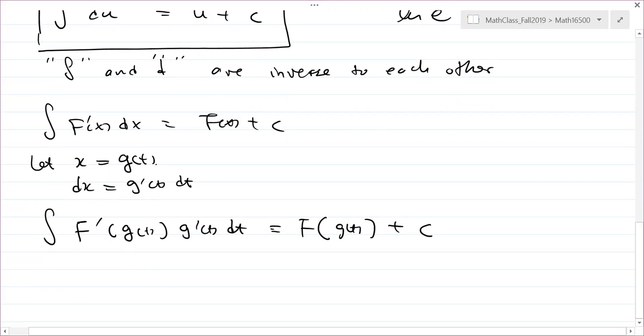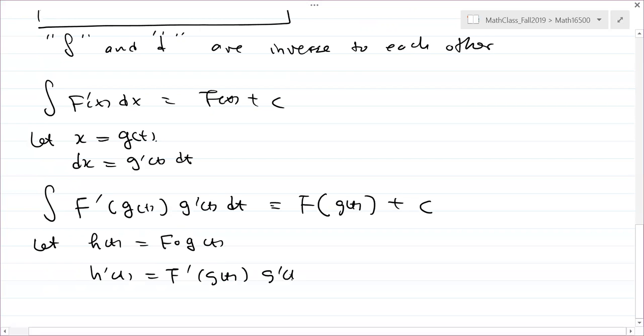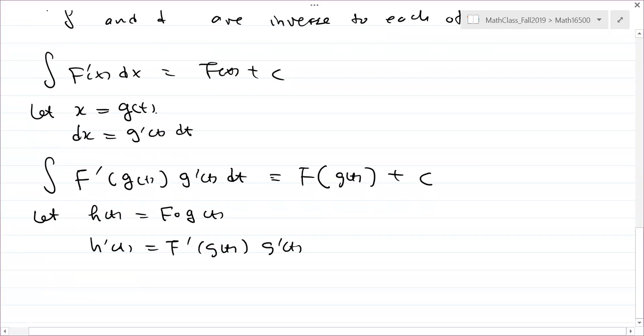Right. If x depends on another variable, then dx is going to be g prime t dt. Let me introduce again: let h(t) be the composite of these two functions. Then h prime t is going to be f prime of g(t) times g prime t, right? So coming back to the above formula, the integral of h prime t dt equals h(t) plus constant.